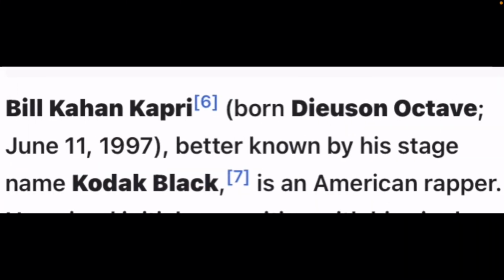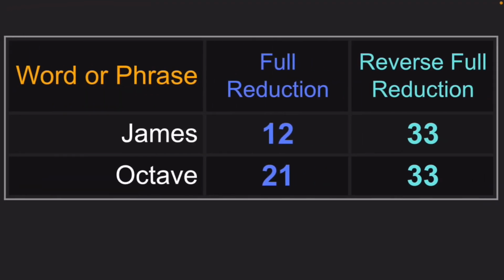And as you guys can see, Kodak Black was born with the name Dusan Octave, but then he changed his name to Bill Kahan Capri. And you guys are going to see why, because his new name matches up with a lot of things in gematria. So this is a big connection right here.